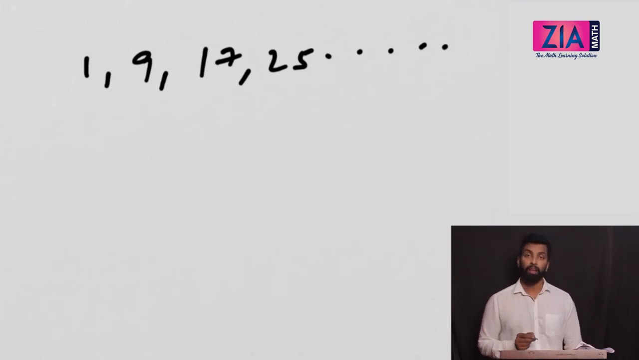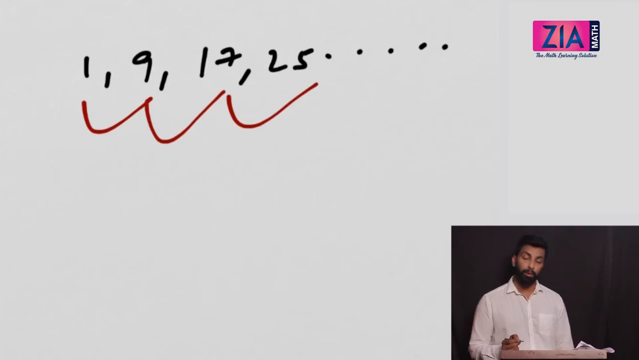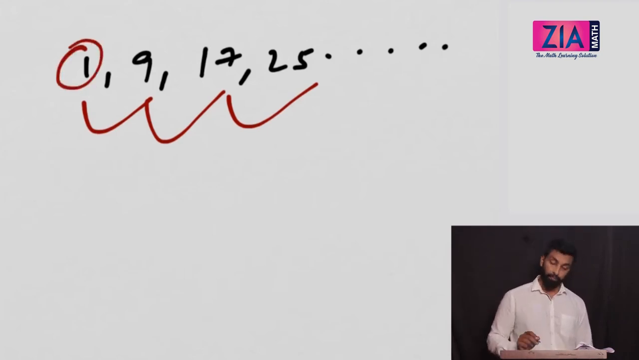Okay, in this question, if you see, she is counting the thumb on 1, 9, 17, 25, etc. Now if you see this, you are going to get an AP, right? An AP with a common difference of 8 and the first term is 1. So you get a difference of 8 here, right?